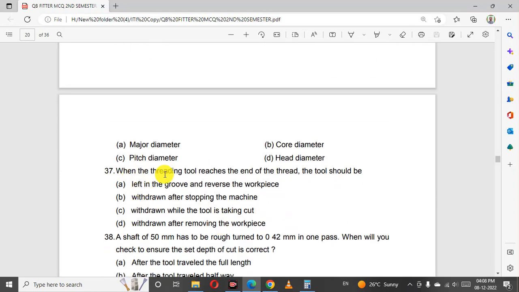When the threading tool reaches the end of the thread, the tool should be withdrawn while the tool is taking cut.